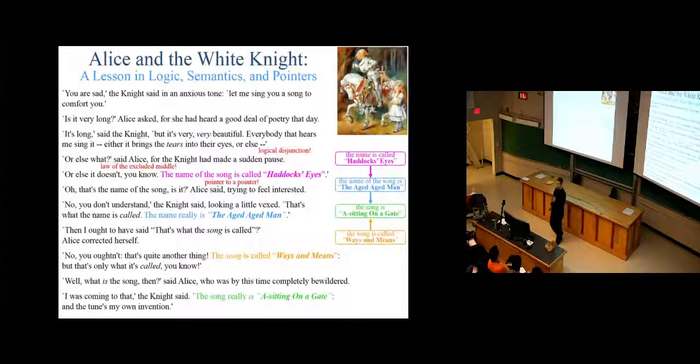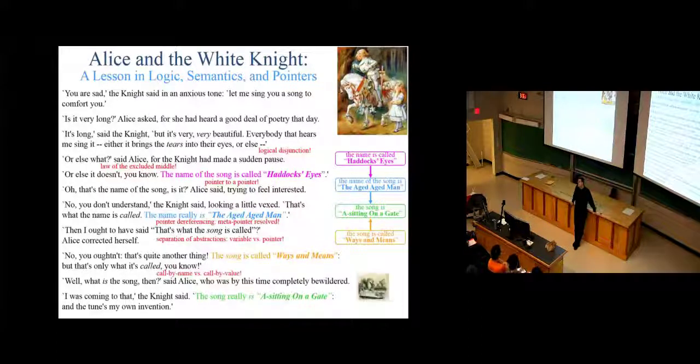Of course, when you start splitting hairs like that, you're being much more precise about the use of words, and it gets into this whole field of semantics. And in programming languages, it's very, very important, because you think about these as pointers, and pointers to pointers. And all this is embedded in just one page or one conversation of Alice with the White Knight, and the whole book is like that. So very, very insightful stuff.